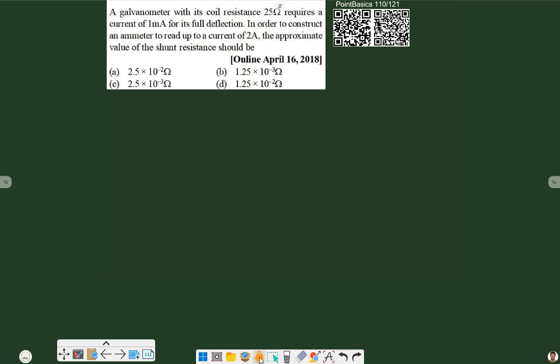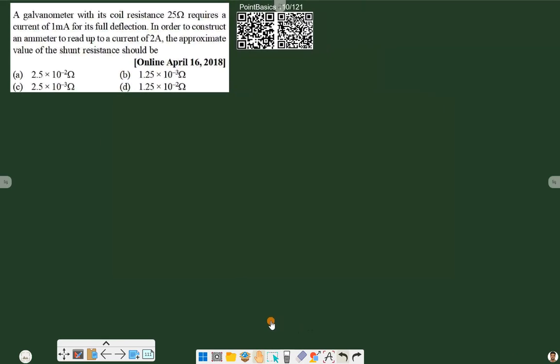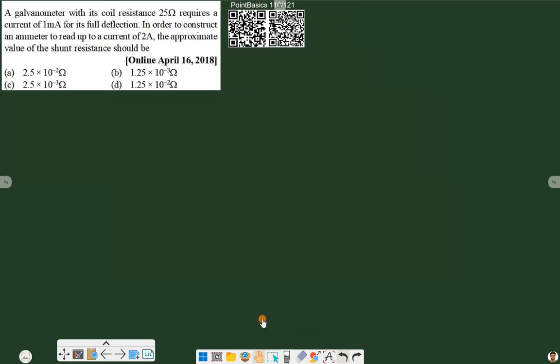A galvanometer coil with its resistance 25 ohm requires a current of 1 milliampere for full deflection. In order to construct a meter of current reading 2 ampere, the approximate value of the shunt resistance. So we have to find out approximate value for shunt resistance. And in this, suppose this is galvanometer and its resistance is given. We have to add a shunt resistance, so suppose that is R.